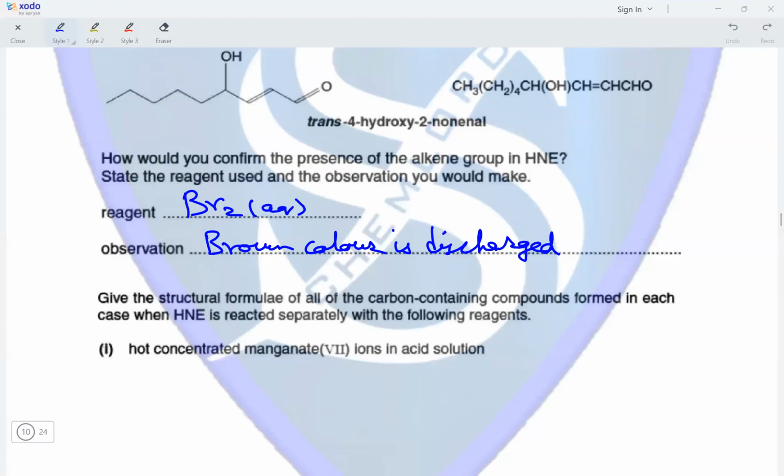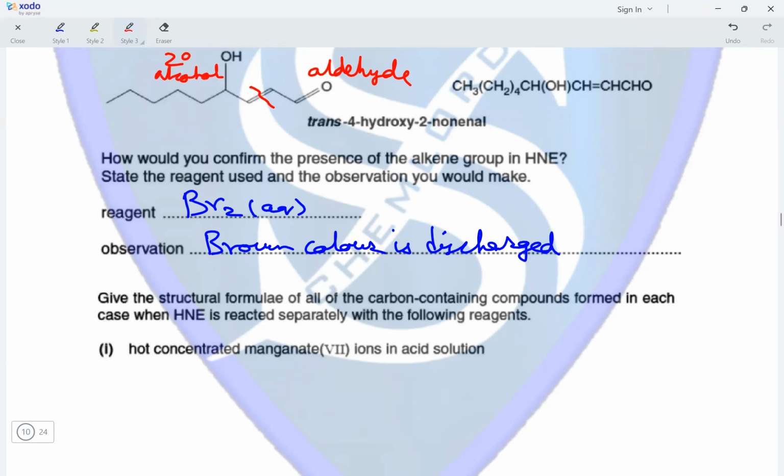Give the structural formula of all of the carbon containing compounds formed in each case when HNE is reacted separately with the following reagents. Hot concentrated manganate(VII) ions in acidic solution. So this and this, no, only this double bond would break. And this is the aldehyde group. And this is the secondary alcohol group.